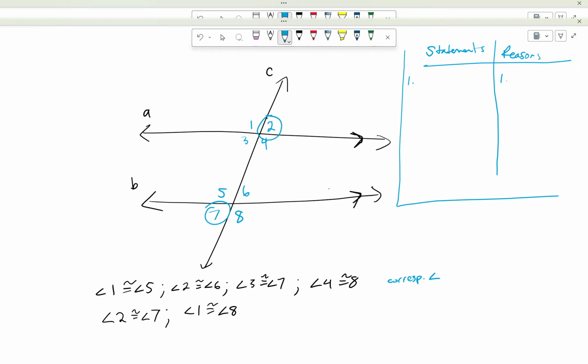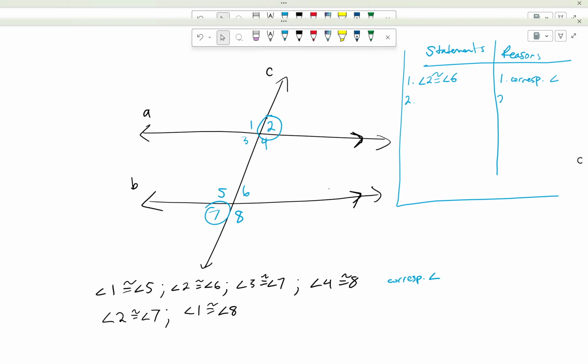Well, we already know that angles, let's see here, I have angles 2 and 7 congruent. Well, we already know that angle 2 and angle 6 are congruent. Why? Well, these are corresponding angles. It's not that this is given, right? But the reason why is that this was based upon the fact that we had the corresponding angles postulate.